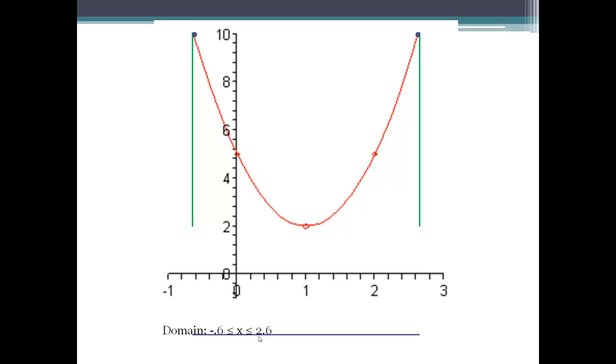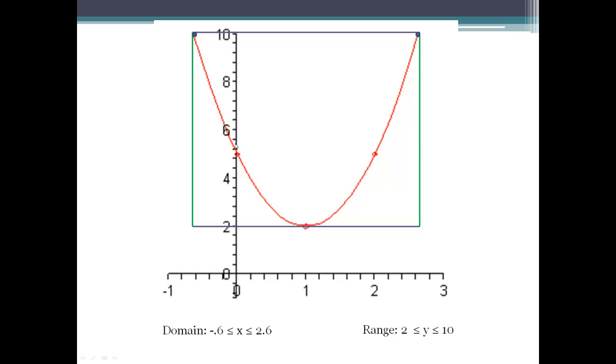Let's look at the range. For the range, we're going to draw lines on the bottom and on the top of the graph. And because range is y values, we're going to follow those over to the y-axis to see where the lines intersect. So we can see that our range starts at 2 and goes up to 10.